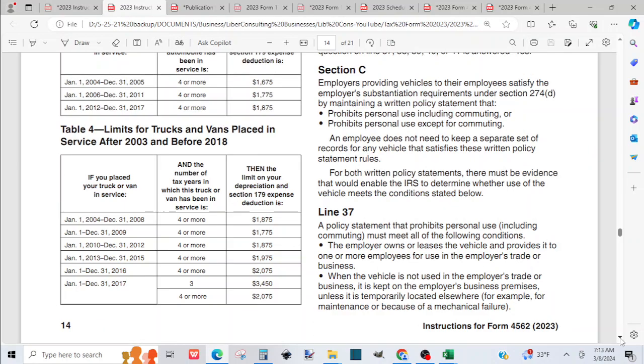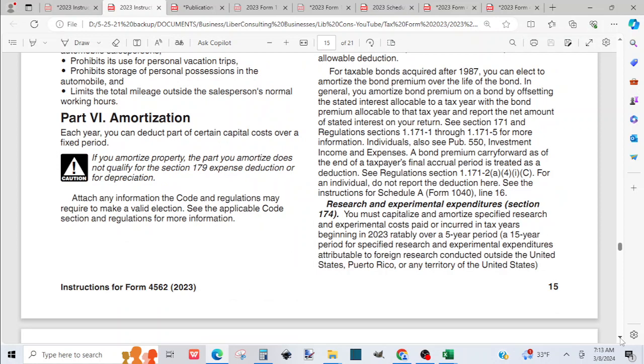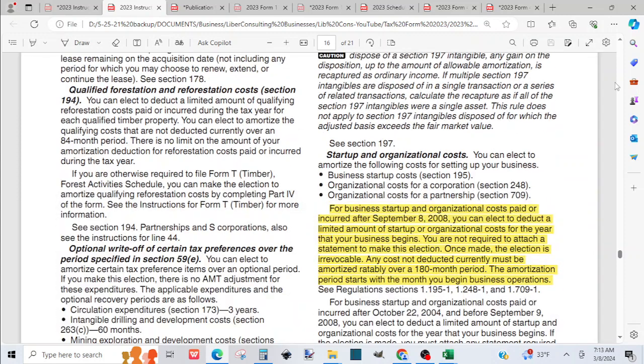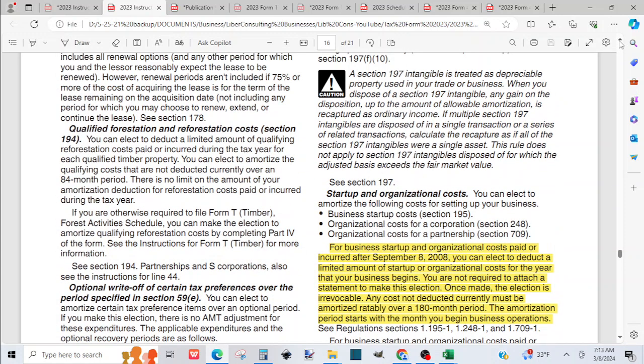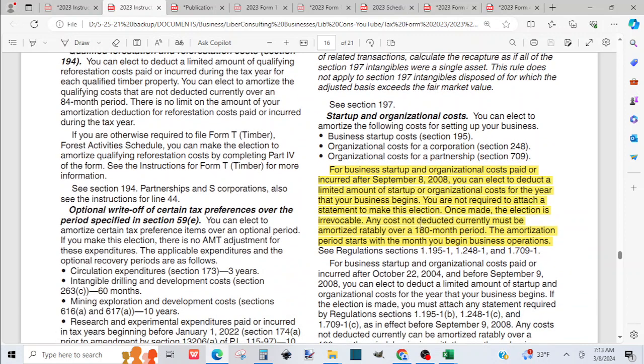It's good to know the code for the type of intangible assets you want to amortize, and each has a section that you'll have to use. And we can continue further down to see Section 197 intangibles. So they have startup and organization for 180 months to amortize as well, and it has some code that you'll have to use.